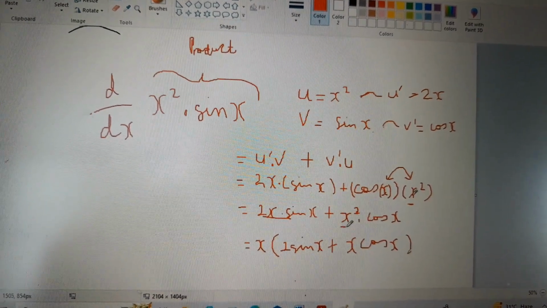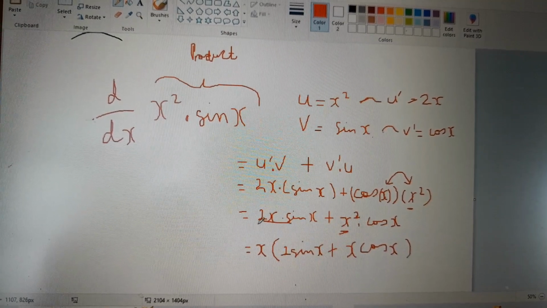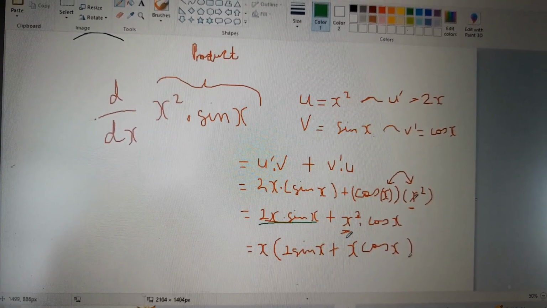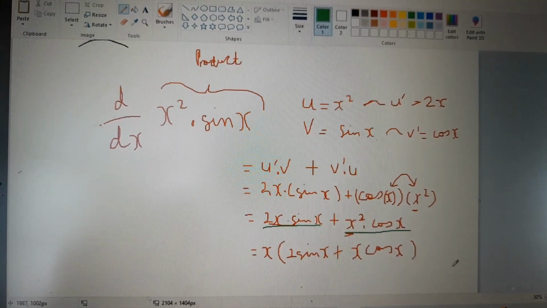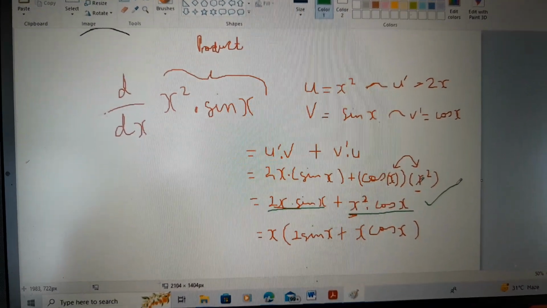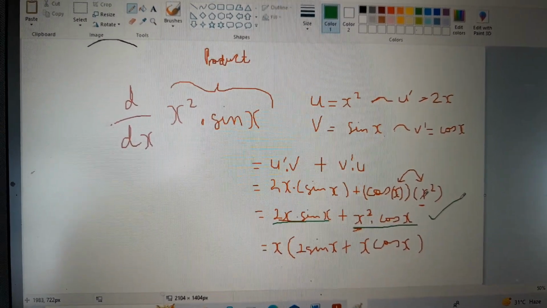So I factorize x from both of our terms, from this term and from this term. But if you bring it here, this is good. So you can take that down, and let's try probably 2 more.